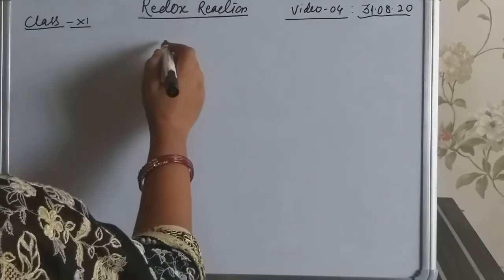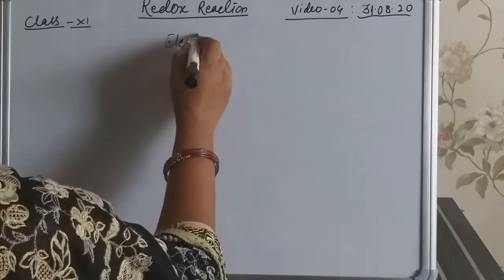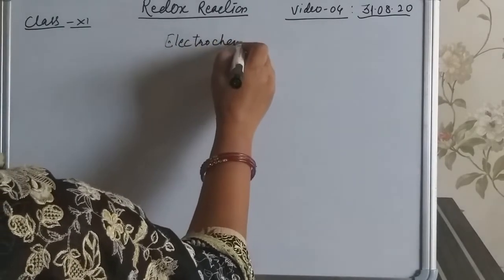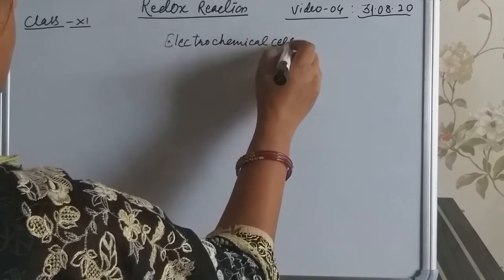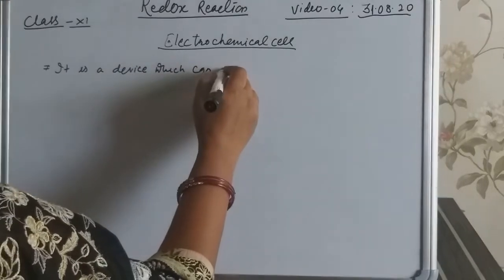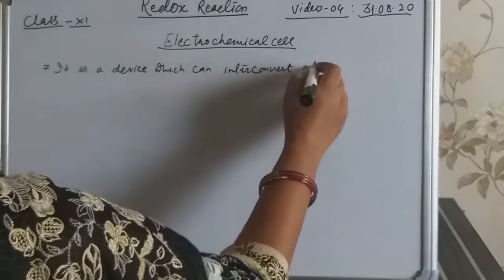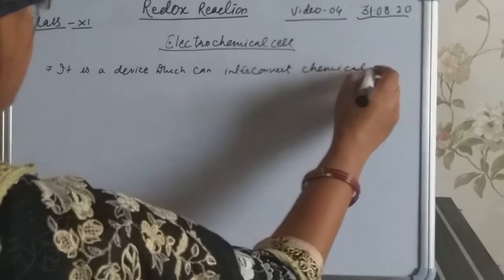At first, write down the definition of the electrochemical cell. An electrochemical cell is a device which can interconvert chemical and electrical energy.